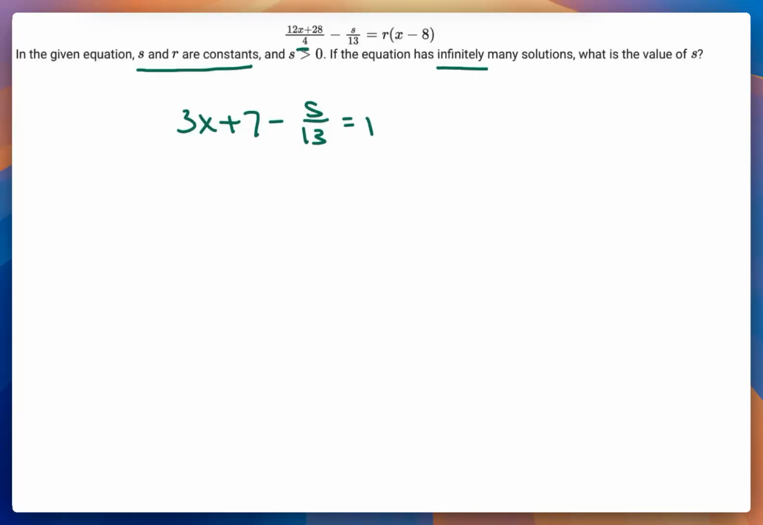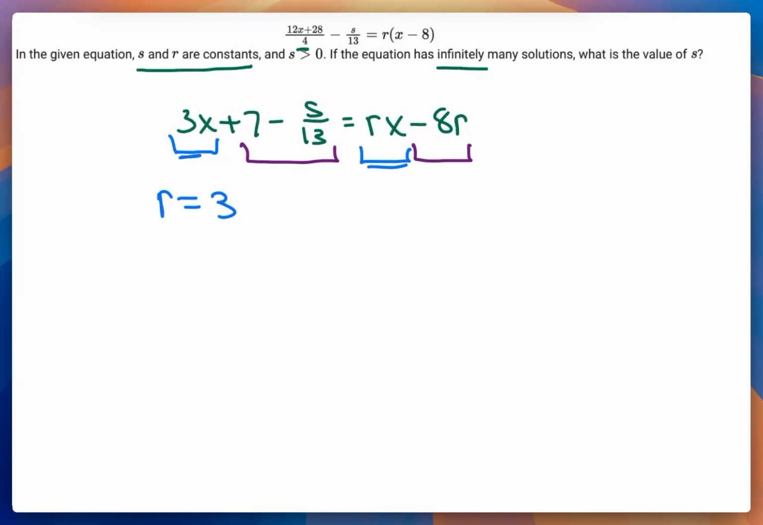And let's distribute the R on the other side. Okay, now we can see that our coefficient is 3. Our constant is a little bit confusing looking because it's actually this whole thing spread out. But we can do a little matching game on each side to see what needs to match, because we need for infinite solutions the constants to match and the coefficients to match. And so we know, just comparing the 3x and the rx, that r is going to have to equal 3.